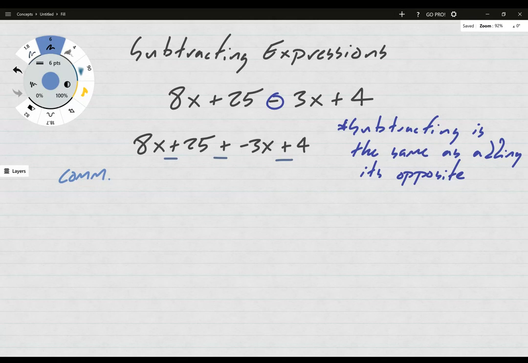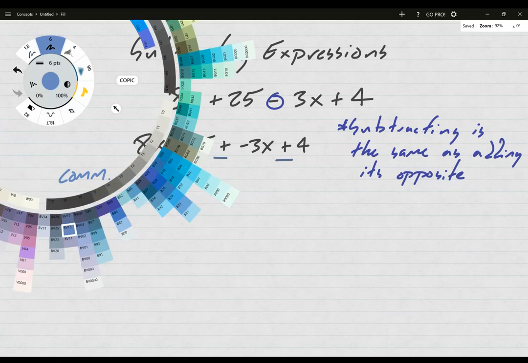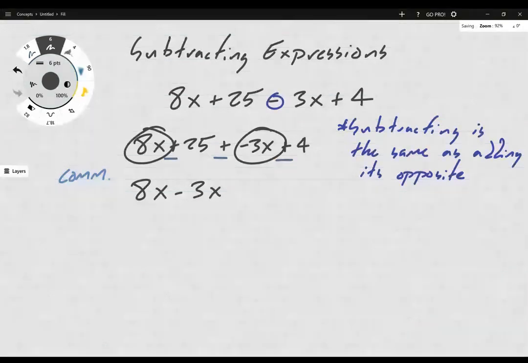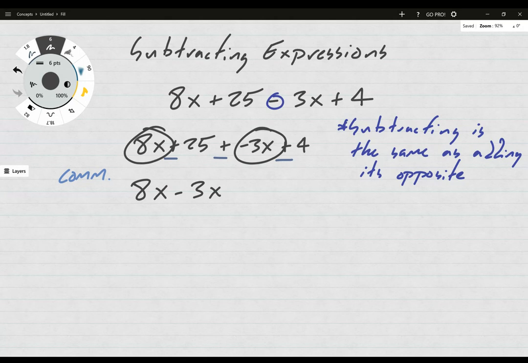So commutative property, I'm just going to, again, move my like terms next to each other. So I have my variable terms, positive 8x and negative 3x. So that becomes 8x subtract 3x. Remember, this is a negative 3x, so the sign has to move with it. Here's my addition signs. My addition signs stay with me.